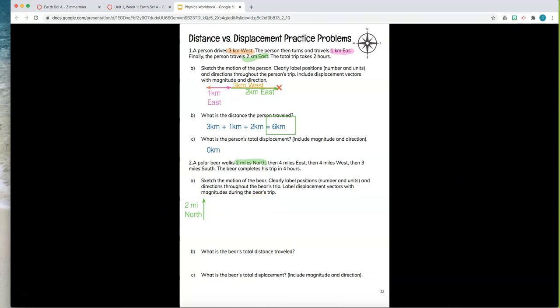Okay, and then my next little piece of information tells me that I went 4 miles east. So I'm going to draw that out. East is to the right. Change my color here. That's good. And then I'm going to label it.